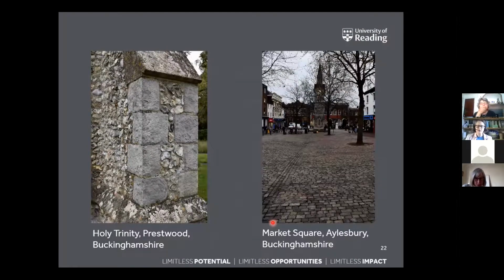Products from the Buckinghamshire quarries include fine building materials, like the example on the left from the church at Prestwood. It's 1849 by E.B. Lamb. So you can see it's mostly flint with these beautiful Sarsen stone blocks, these quoins here in the buttress.